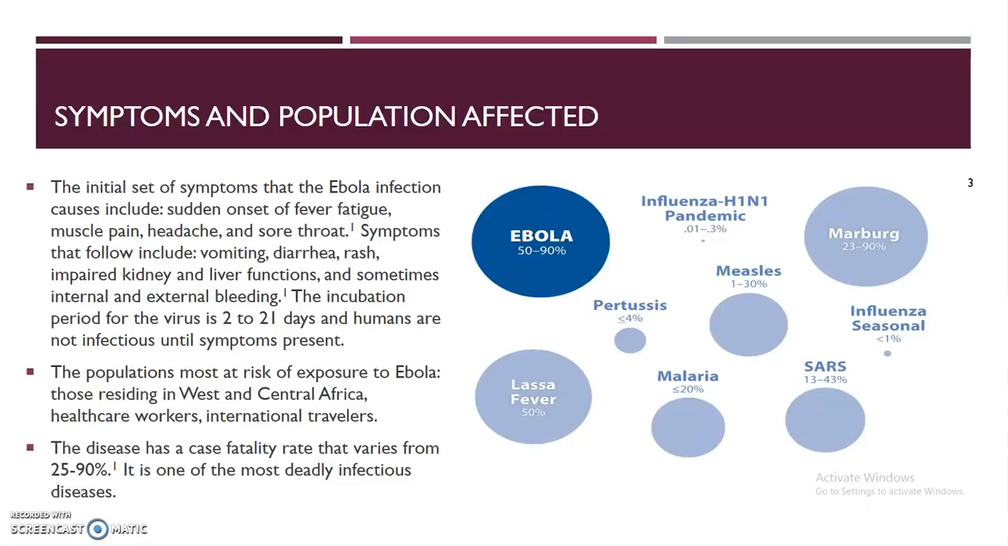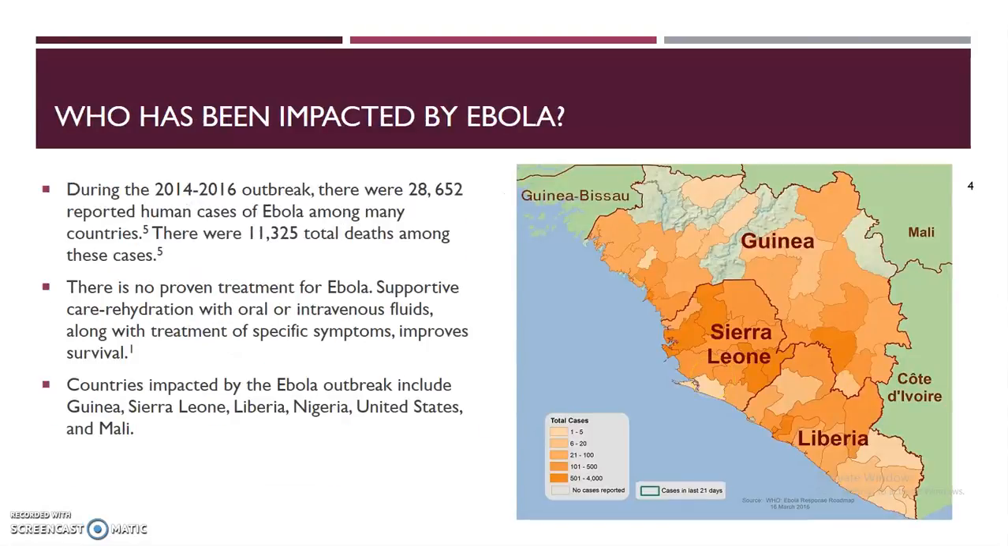The populations that are most at risk of exposure to Ebola are those residing in West and Central Africa, healthcare workers, and international travelers. As you can see in the map on the right, during the 2014-2016 outbreak, a majority of the cases were found in a handful of West African countries: Guinea, Sierra Leone, Liberia, Nigeria, Mali, and also the United States. Some international travelers brought it back to our country.